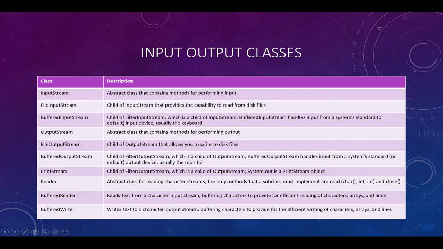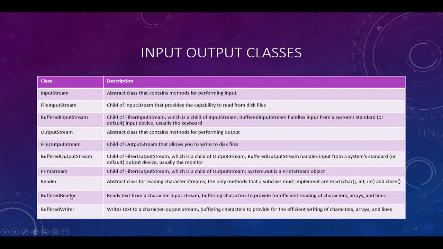Again, the same three for output classes. Your OutputStream is your abstract class, your FileOutputStream writes to your disks, and your buffered is typically your standard display, typically monitor, printer, or something of that nature. Come down here, we have PrintStream. It is also a child of FilterOutputStream, and System.out is pretty much the one that you're going to be the most familiar with, and that is a PrintStream object. Finally, we have reader. Down at the bottom, we've got reader and buffered writer. Reader is going to be your abstract class, so it's only going to have the methods that we want to use.